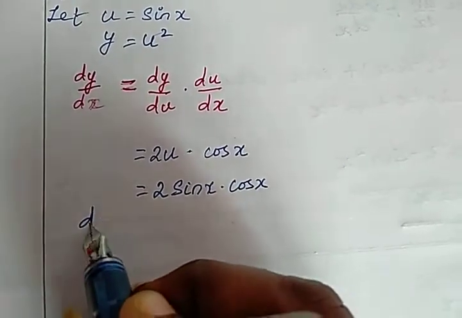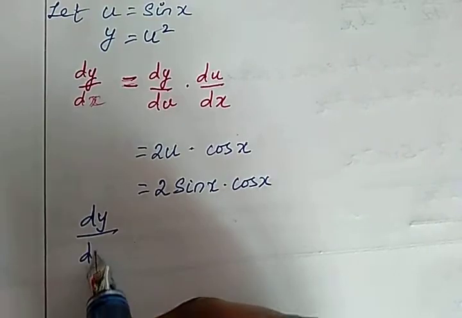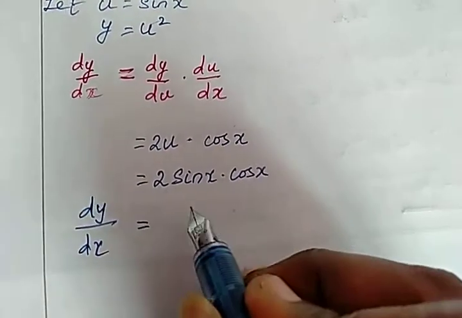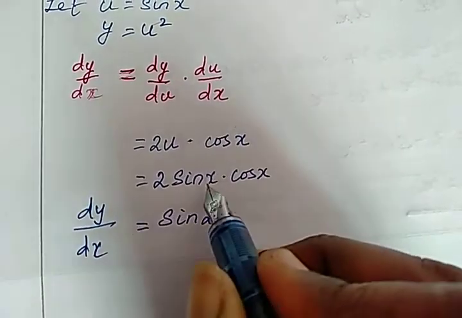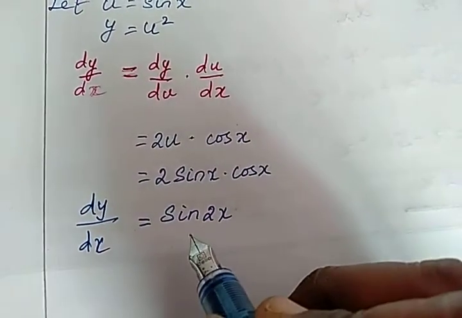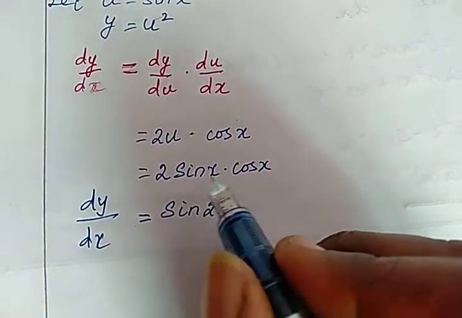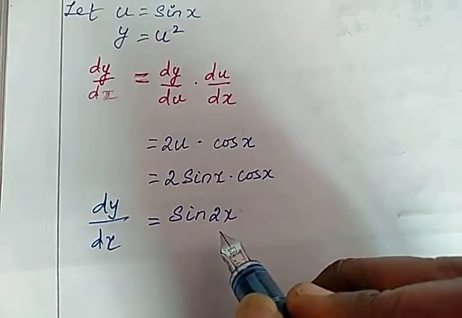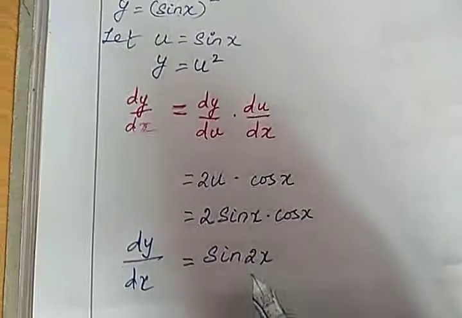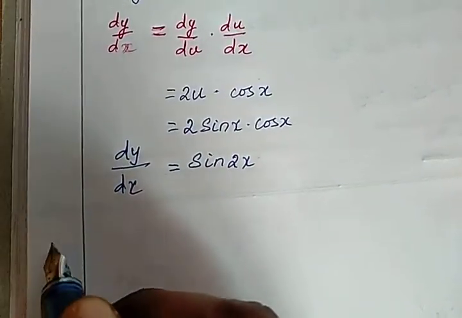What will be the trigonometric formula for 2 sin x cos x? If you are thorough with the formula, you can write it easily. Sin 2x is equal to 2 sin x cos x. So I have substituted sin 2x instead of 2 sin x cos x, which is the simplification. So with this, sum number 1 is completed. Let us move on to sum number 2.